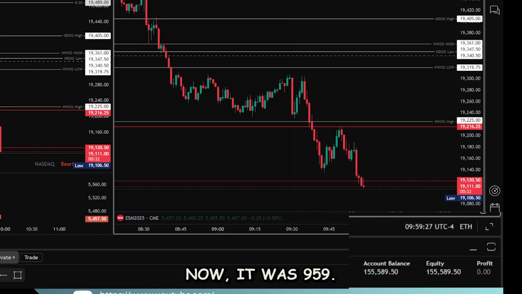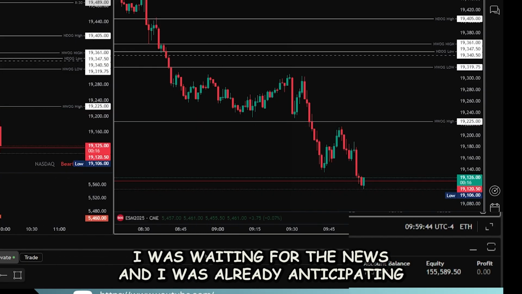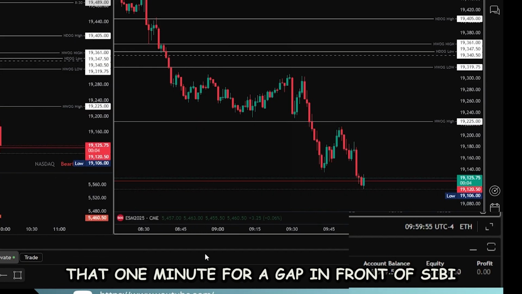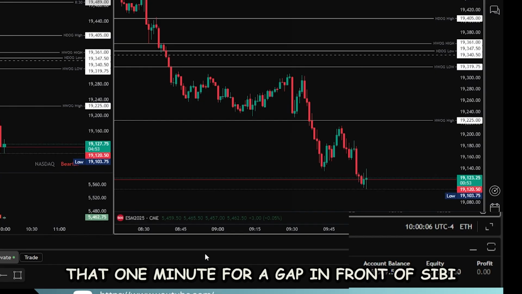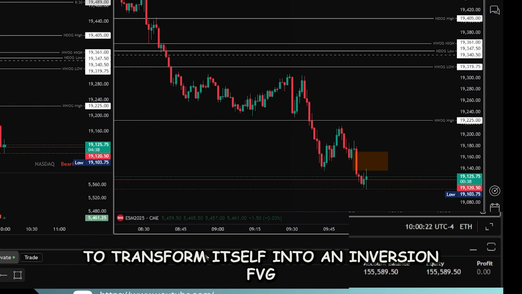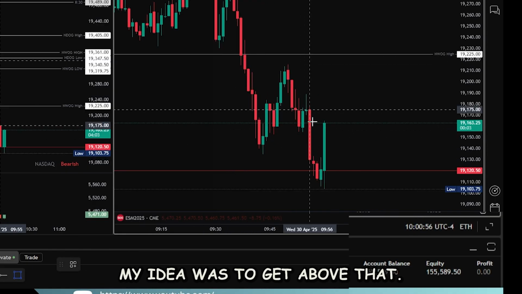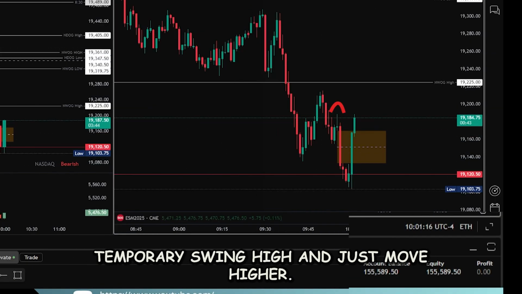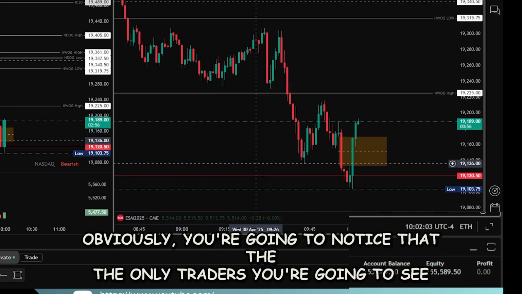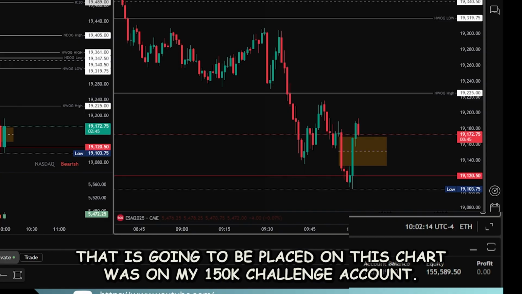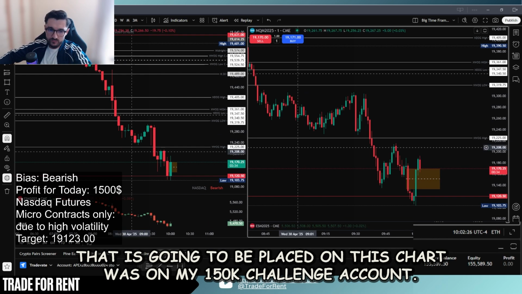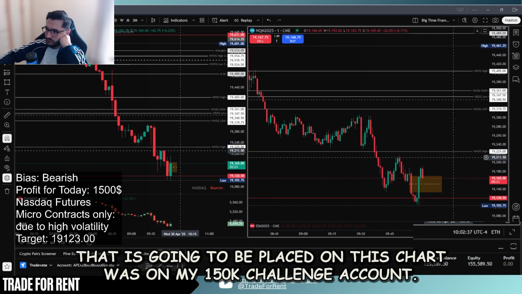Now it was 9:59. I was waiting for the news, and I was already anticipating that 1 minute fair value gap in form of a CB to transform itself into an inversion fair value gap. I didn't want to short right now. My idea was to get above that temporary swing high and just move higher. Obviously, you're going to notice that the only trade that you're going to see placed on this chart was on my 150 challenge account.